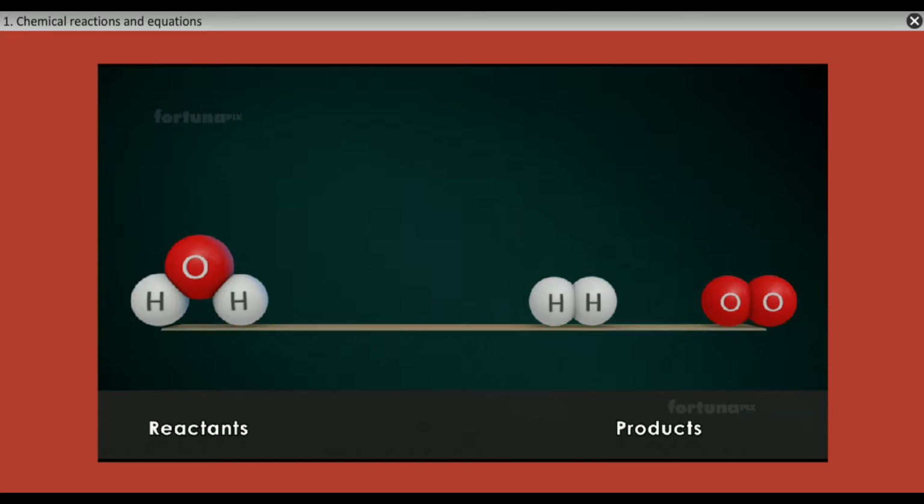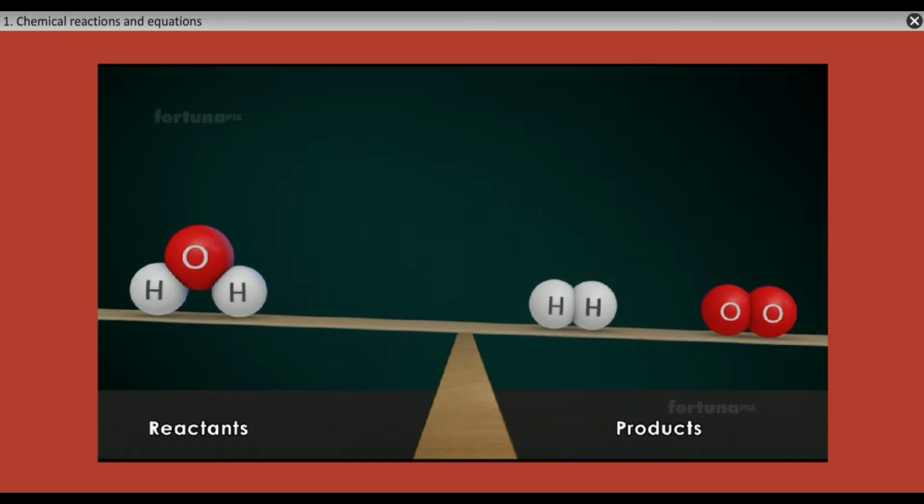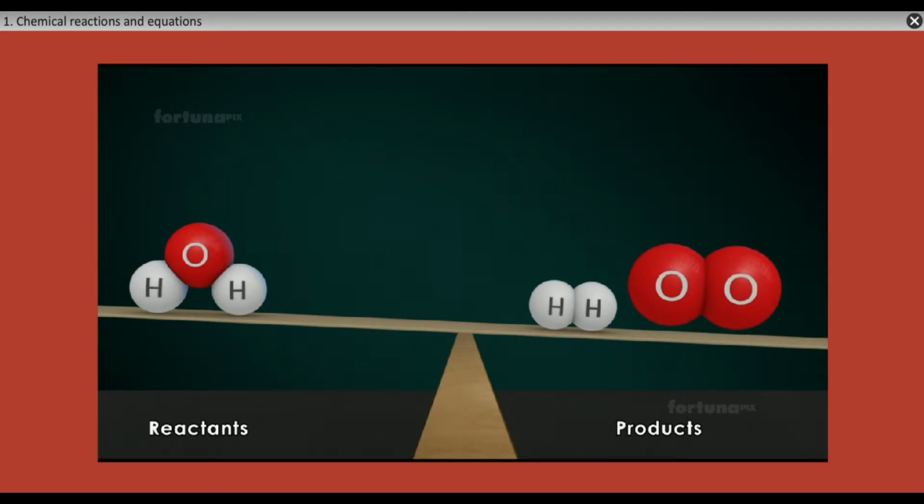Our example showing the decomposition of water cannot be considered an equation because it is not balanced. There is only one oxygen atom in the reactant, while there are two oxygen atoms in the product. For a chemical equation to be balanced, an equal number of atoms must be present on each side.